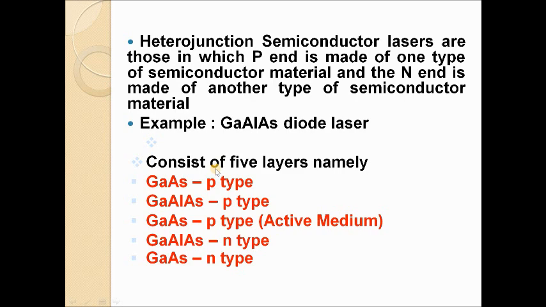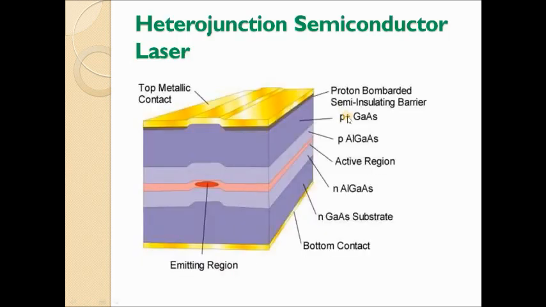Typically, this heterojunction semiconductor laser diode consists of 5 layers: GaAs of P-type. The next is P-type AlGaAs, and the third one is the active region. This is going to be GaAs, and the fourth one is the N-type AlGaAs, and the last one is the N-type GaAs, and this is otherwise called the substrate, and these two are called metal contacts or metal electrodes through which the bias is given.